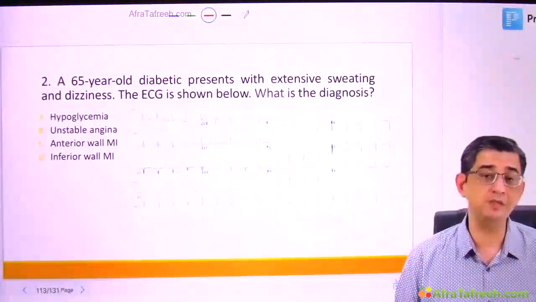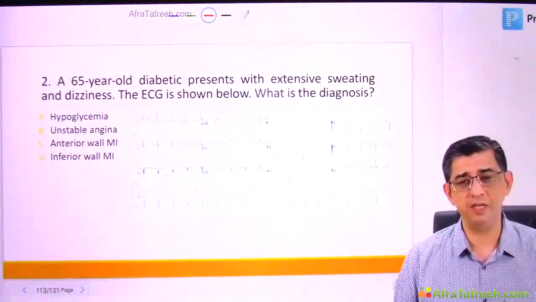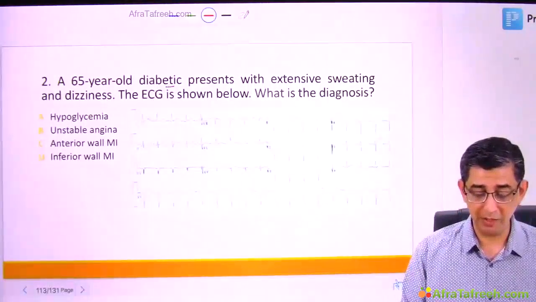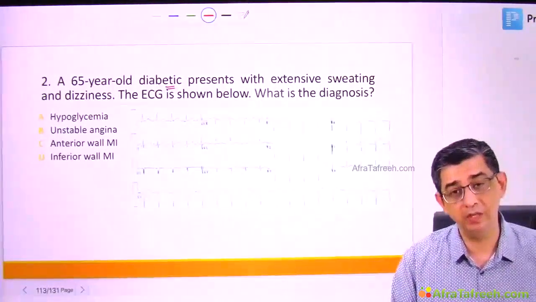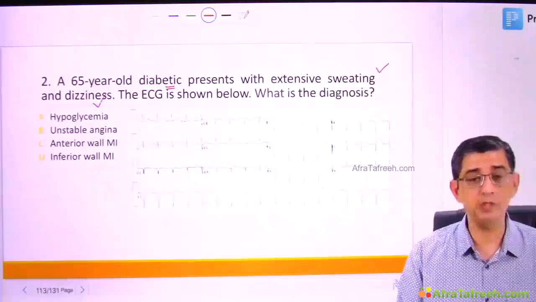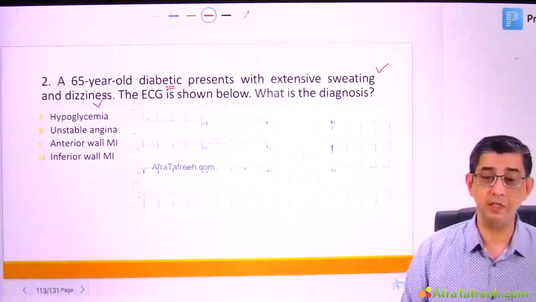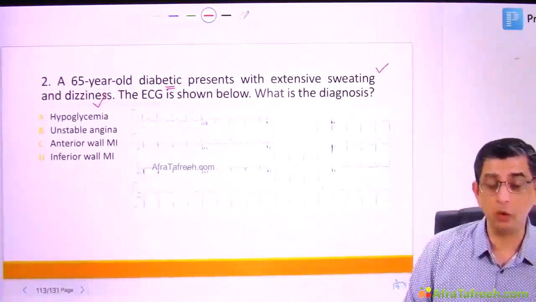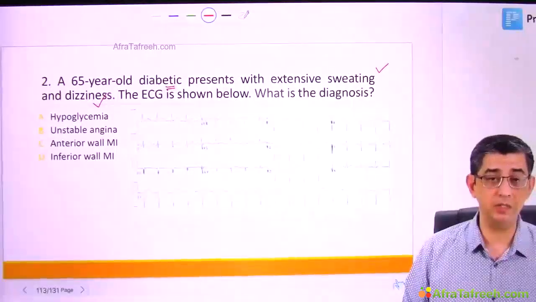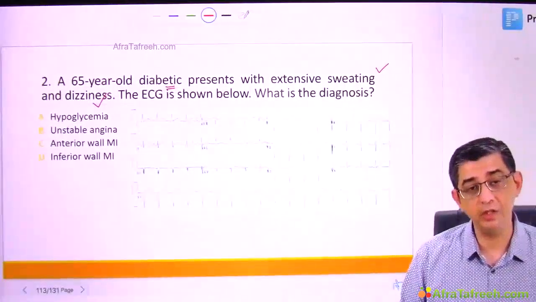We move to the second question. This is about a 65-year-old diabetic who's presenting with excessive sweating and dizziness. Please remember that diabetics can even have a silent myocardial infarction. So if a diabetic is having a lot of sweating and dizziness, the possibility is that either he's having hypoglycemia or he's having a myocardial infarction. So before you comment that there is hypoglycemia, you must also evaluate the ECG of the person.